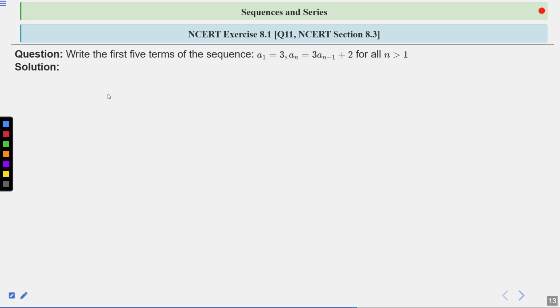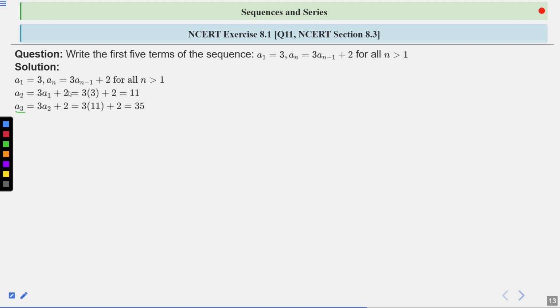Solution. So the first term has already been given to us, 3. Using the recursive relation, an is equal to 3 times a(n minus 1) plus 2. So the second term is given by a2, which is 3 times a1 plus 2, which gives me 3 times 3, as a1 is already given to us as 3. So 3 times 3 plus 2, 9 plus 2, 11. So the second term of my sequence is 11.